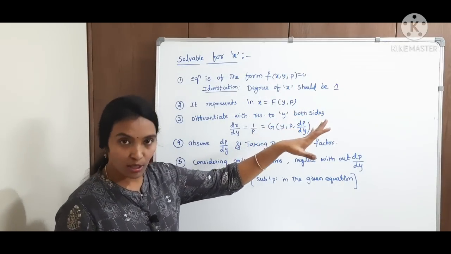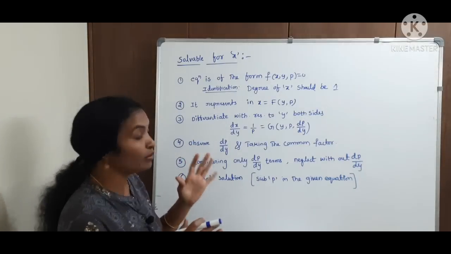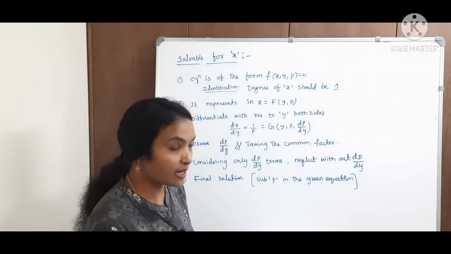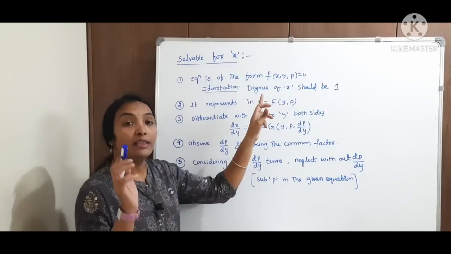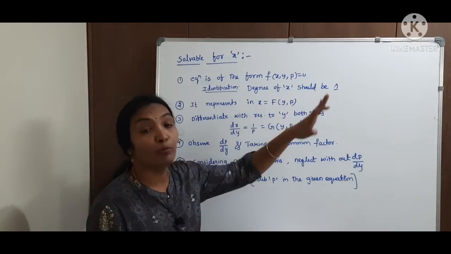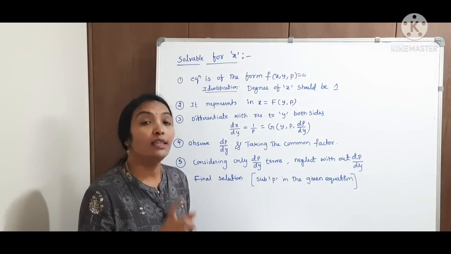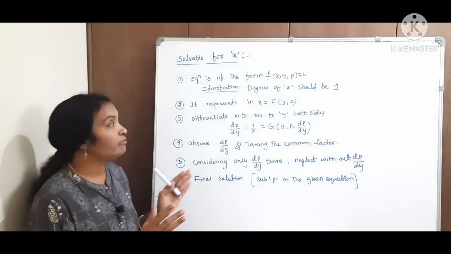is equal to 0. Then how do we identify whether we are going to apply solvable for x or y or Clairaut's? What kind of equation should it be? In that, the degree of x should be 1. In that case only we are going to apply solvable for x.